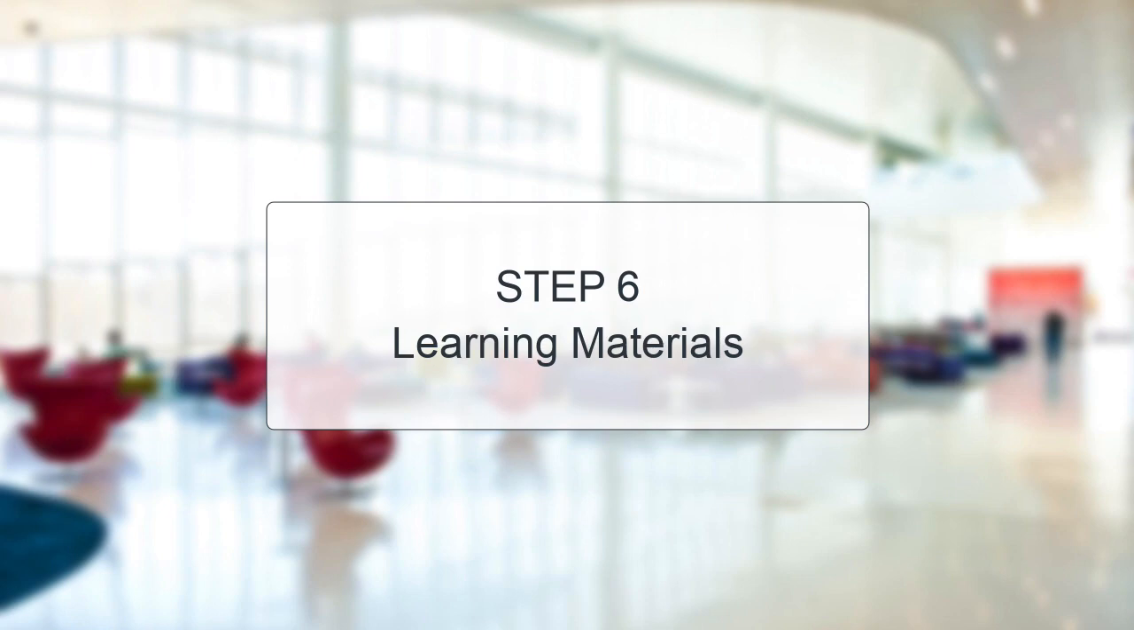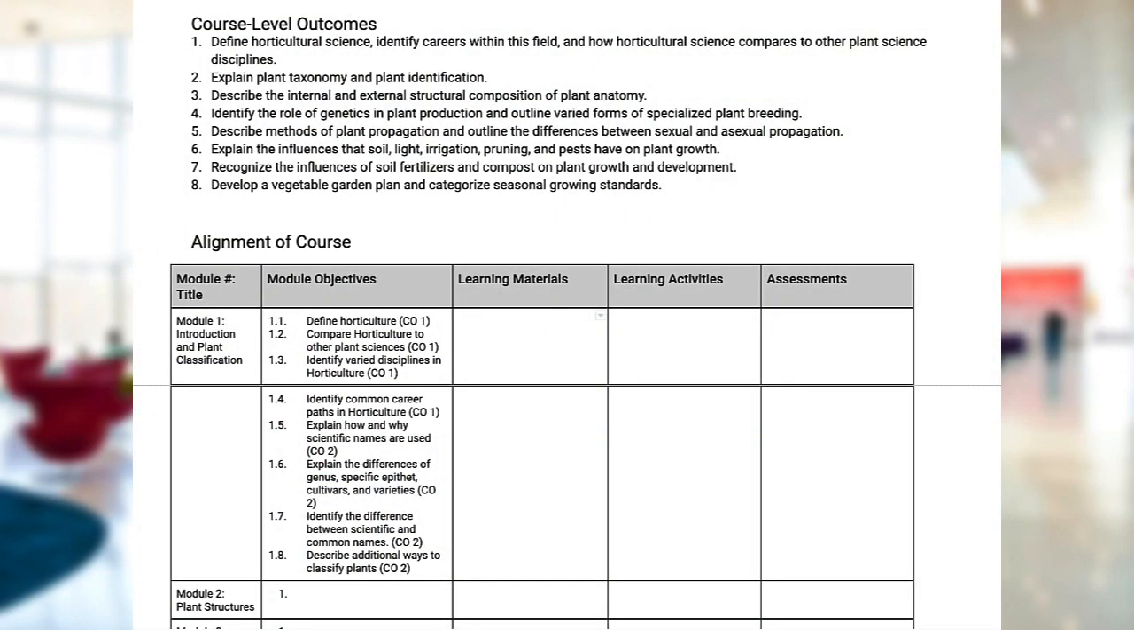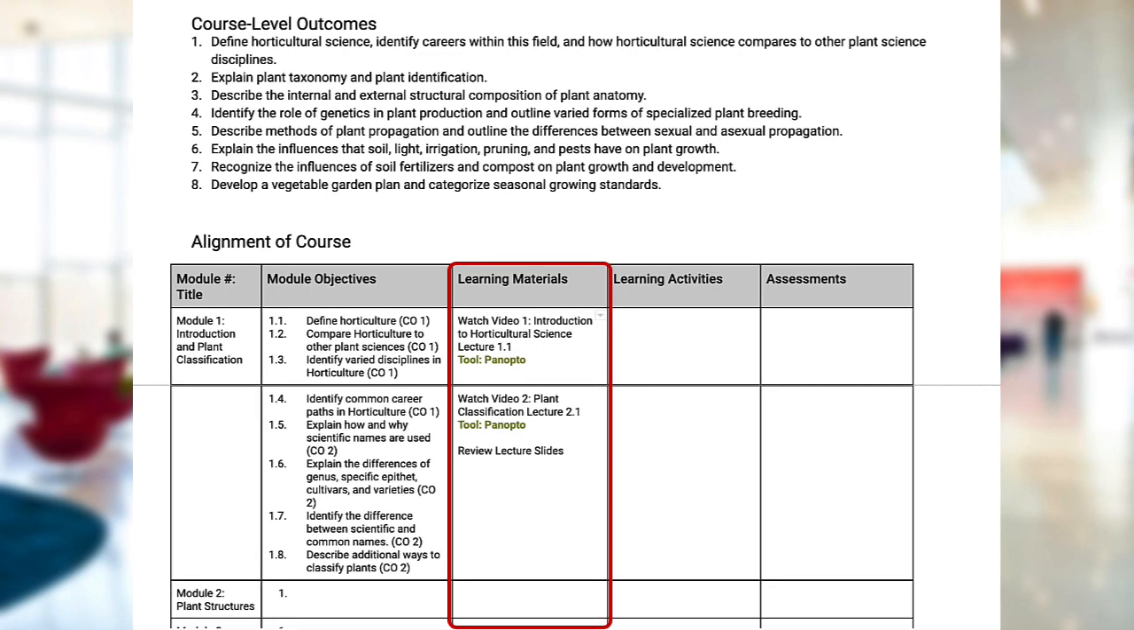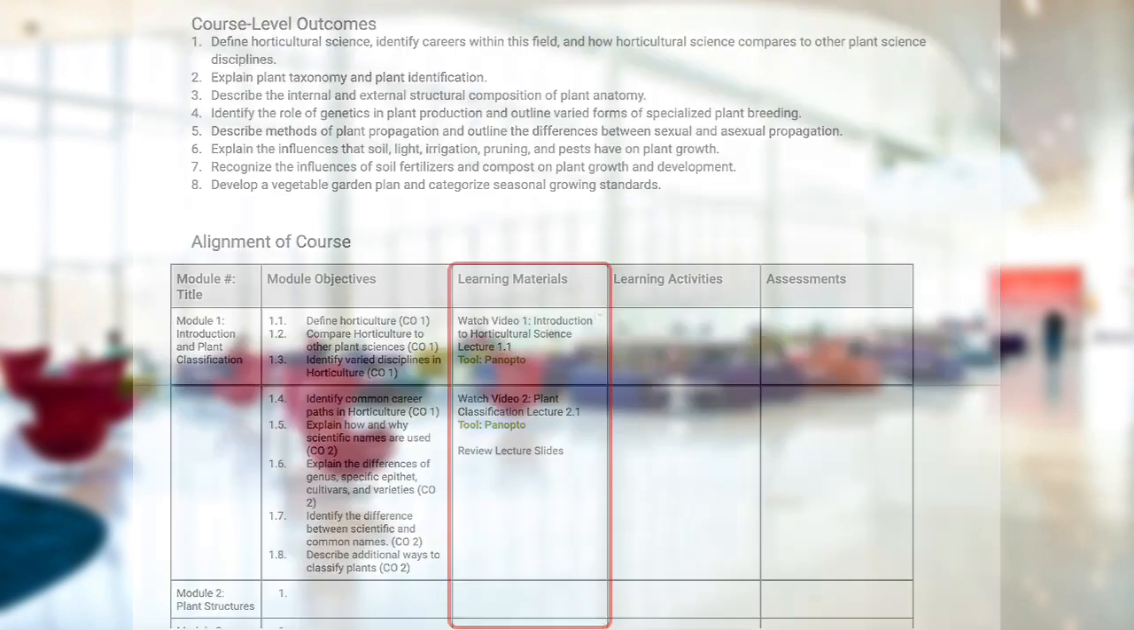Step 6. Add learning materials. In this step, you'll list the learning materials used in your course. Remember that learning materials are resources that contain the information learners will need for the course. If learners will be using a specific online tool to access the information, list the tool or tools required.